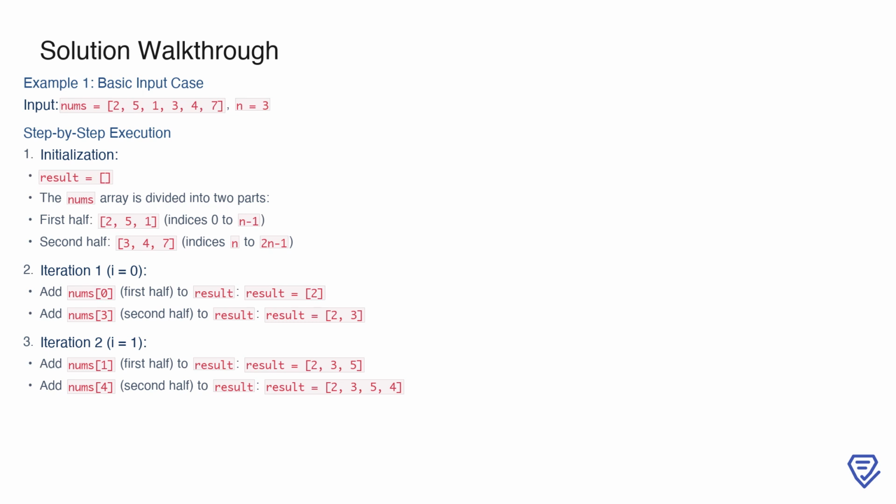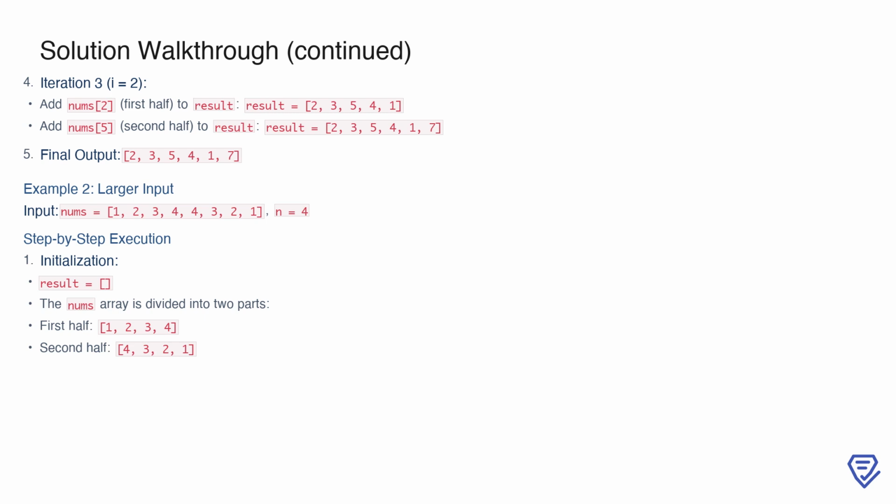In the second iteration, when i equals 1, we add the second element from the first half, nums[1], which is 5, followed by the second element from the second half, nums[4], which is 4. Now, the result becomes 2, 3, 5, 4.